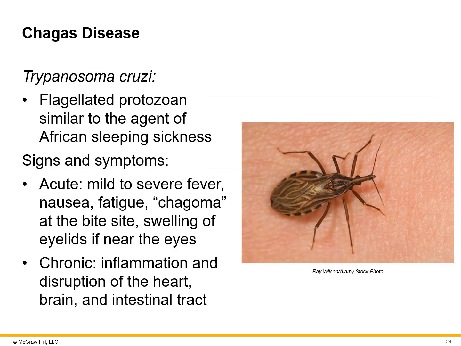Right, Chagas disease is caused by Trypanosoma cruzi. This is actually a protozoan that's flagellated, so it has flagella on it. It's actually similar to the African sleeping sickness. So we have some acute signs and symptoms. Those are typically mild to severe fever. We have some nausea, fatigue, swelling at the bite site, swelling of the eyelids. Then some of the chronic effects are inflammation and disruption of the heart, which is why it's in this chapter, but also the brain and the GI system.